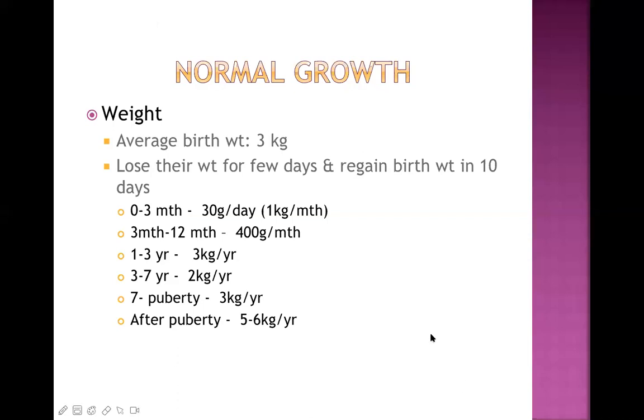Let's move further. Now, related to the normal weight, see here, average birth weight in a child is 3 kg. This is average. It differs according to the geographical location. In some countries, the birth weight may be more than 3 kg, in some a bit less, but this is the average one. But because of increased socio-economic status in all countries these days, the birth weight is slowly getting higher and higher.